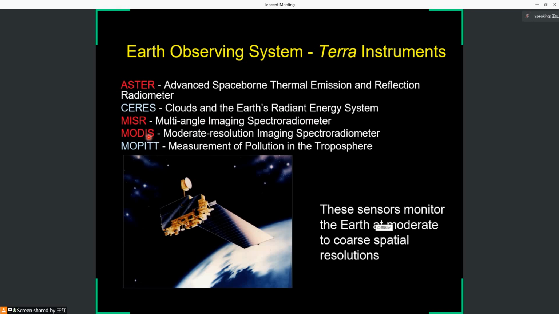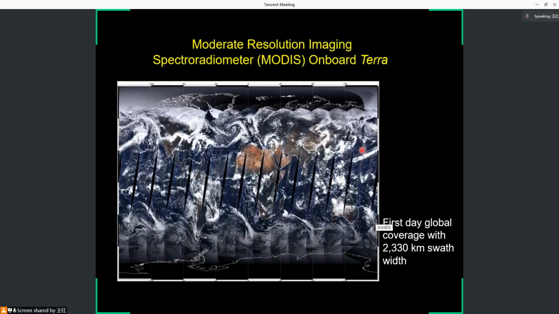Okay, and the fourth is MODIS. MODIS is very popular. And the last is MOPITT. I never used that. Okay, the fifth. This is MODIS, the first global coverage.